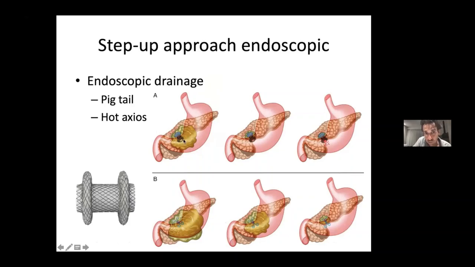But better, and we do that more and more, is putting this. Well, this is the hot access stent. You can see this will sit in the wall, and this is where the stomach wall will be, and this is where the necrotic wall will be, and this is a little tunnel between the pancreatic necrosis and the stomach, and then the larger chunks of necrotic tissue can drain into the stomach, and then it will just drain out via the gut. And that's a good route.